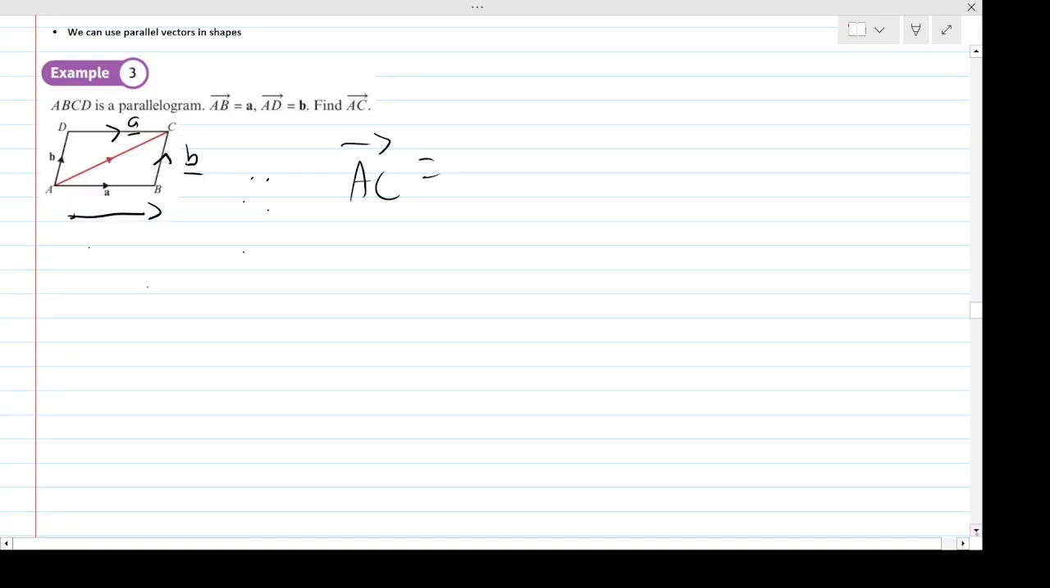We can go from A to B, which is A. So I can say A to B firstly, and then we can go from B to C. And A to B is A, and B to C is just B, right? And there we are. So therefore the diagonal A to C is just A and B.